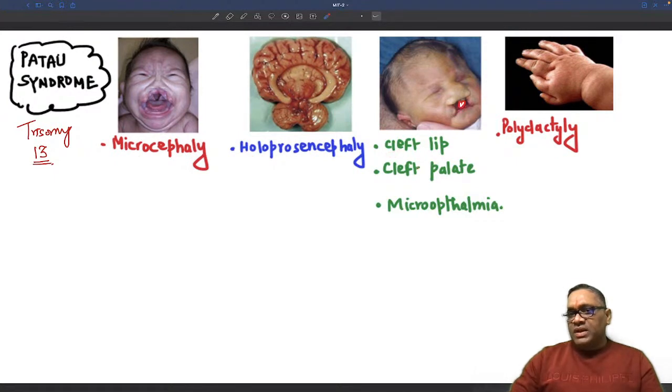You can see the cleft lip. There will be cleft palate also, and eyes will be very small. So that will be microophthalmia. If you look at the fingers, 1, 2, 3, 4, 5, 6. So there are more than 5 fingers. So this is polydactyly, right? So microcephaly, holoprosencephaly, cleft lip, cleft palate, microophthalmia, and polydactyly. These are the features of Patau syndrome, which is trisomy 13, right?